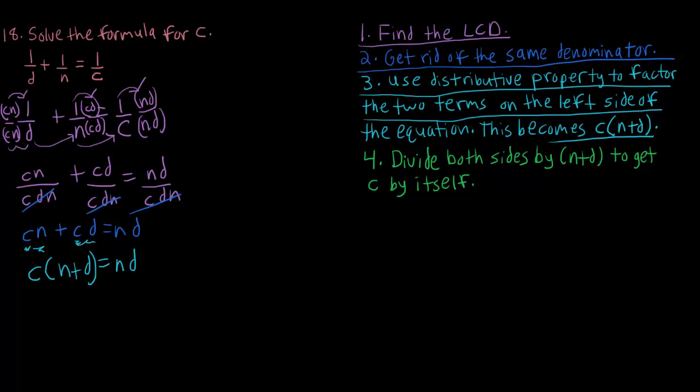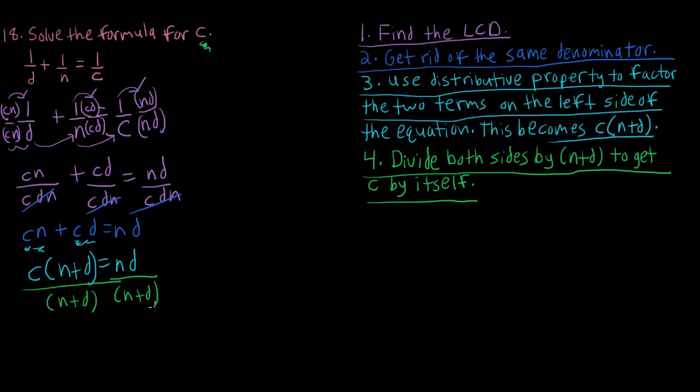And then step 4, we want to divide both sides by (N plus D) to get C by itself. Again, we're solving for C. So divide this side by (N plus D), and then we did it on the left side, so we have to divide by (N plus D) on the right side as well. And because these cancel each other out, we end up with C equals ND over N plus D.